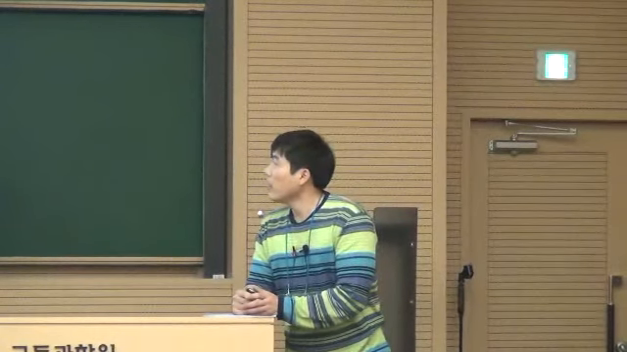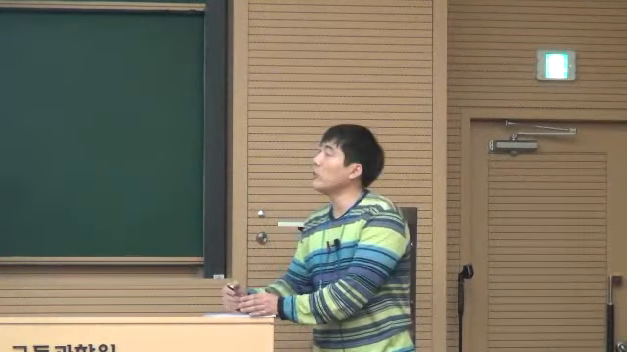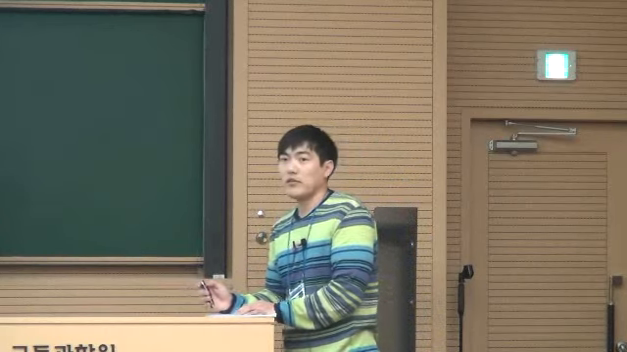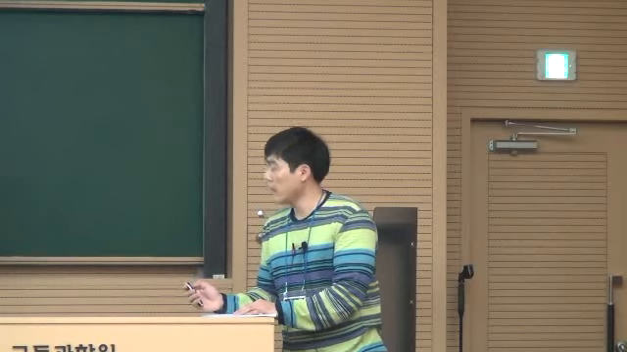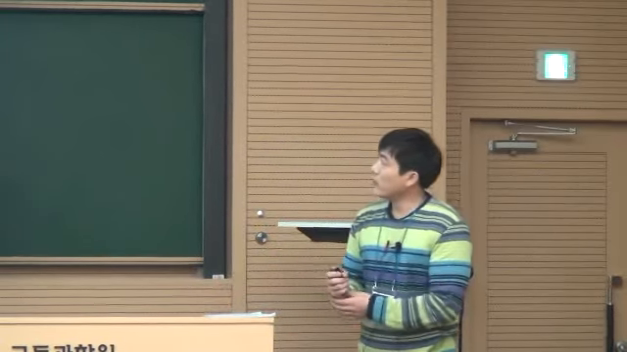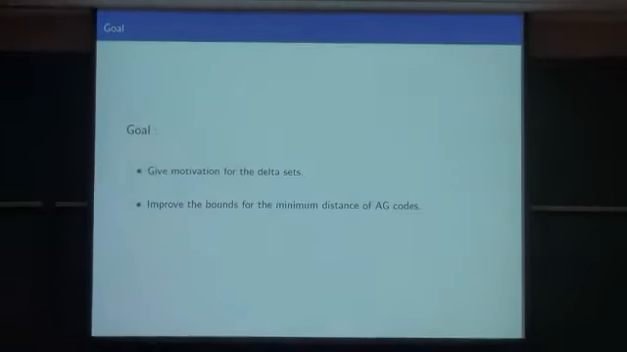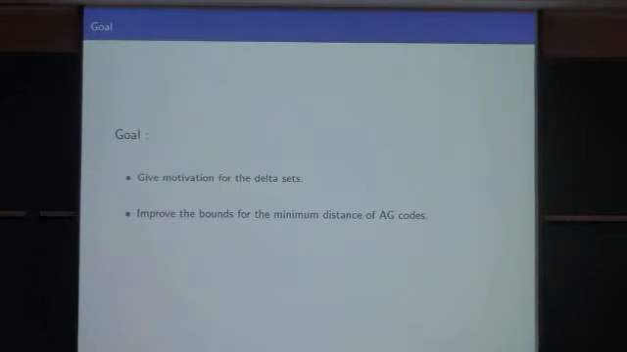Finding the minimum distance for a given code is a very classical problem in coding theory. For algebraic geometric codes, abbreviated as AG codes, the best known bounds come from the order bound. To find the order bound, we use a method called delta sets. Delta sets require a lot of computations and notations, so it's hard to keep track of them. So for this talk, I will try to focus more on giving motivations for the delta sets, why and how we came up with the idea of delta sets.